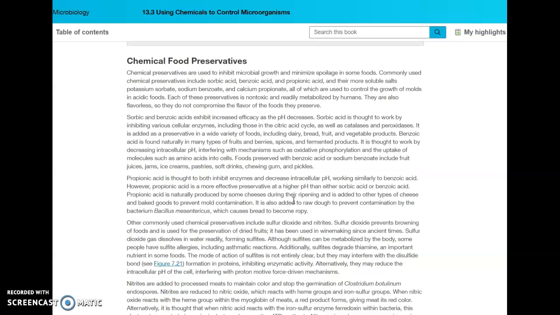And then we look at the chemicals that we can put in foods. We want foods to be shelf stable, so we have to put preservatives in there to inhibit microbial growth. Sorbic acid, benzoic acid, propionic acid, potassium sorbate, sodium benzoate, and calcium propionate. These are all used to control the growth of molds. They're non-toxic. We metabolize them, meaning we can break them down.